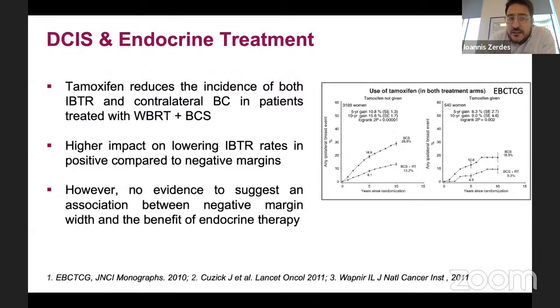Last but not least, the effect of endocrine treatment in DCIS, from the EBCTCG group, is that tamoxifen reduces the incidence of both ipsilateral breast cancer recurrence and contralateral breast cancer risk in patients treated with whole breast radiation therapy and breast conserving surgery. And the effect on lowering these rates is higher in positive margin as compared to negative margins. However, there is no evidence to suggest an association between negative margin width and benefit of endocrine therapy.